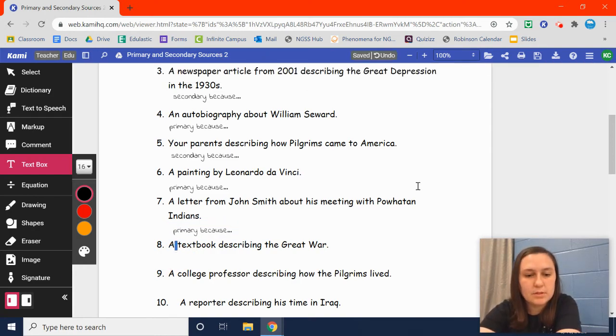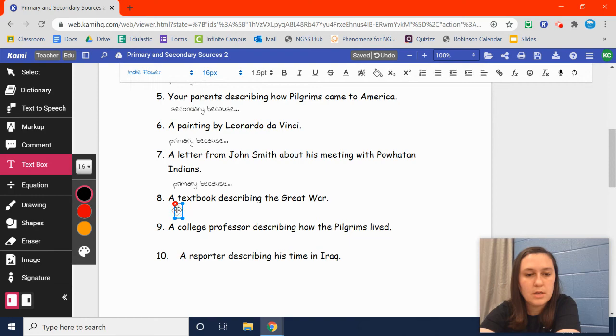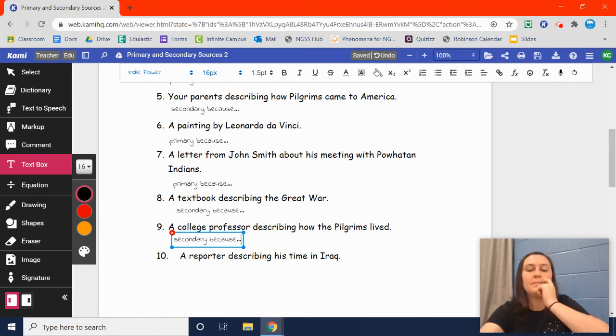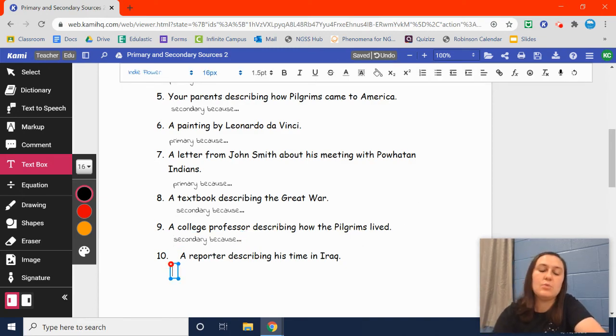Number 8, a textbook describing the Great War. Anytime that's a textbook, that's secondary. Number 9, a college professor describing how the Pilgrims lived. They were not around during that time period, so that's going to be a secondary source. Because. And number 10, a reporter describing his time in Iraq. So he was in Iraq whenever he was working. So he is telling you about all his time spent there. That's a primary source.